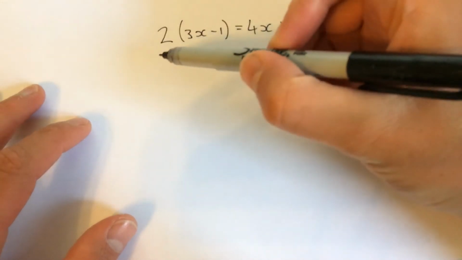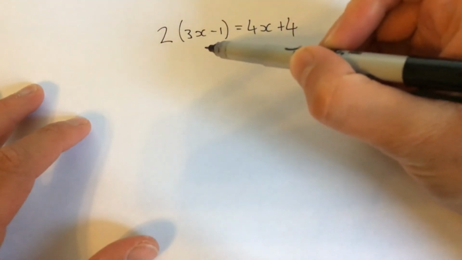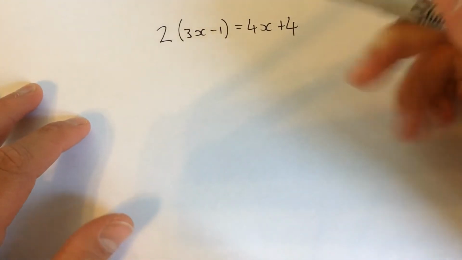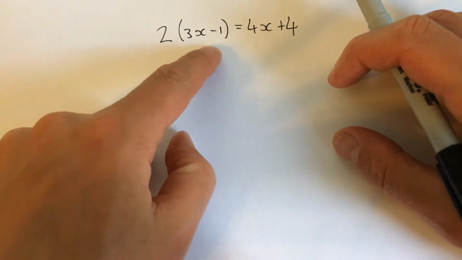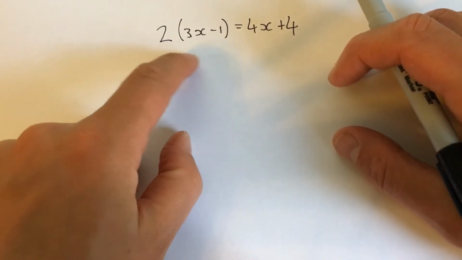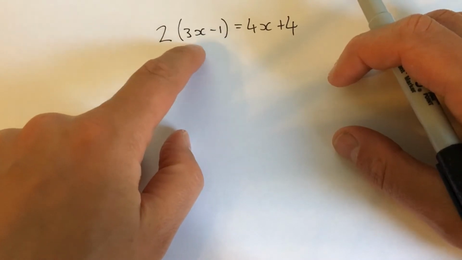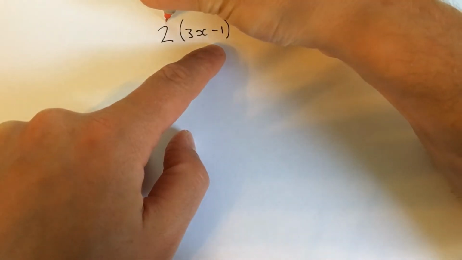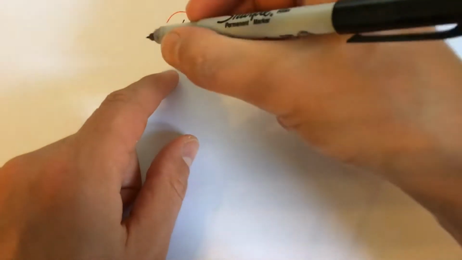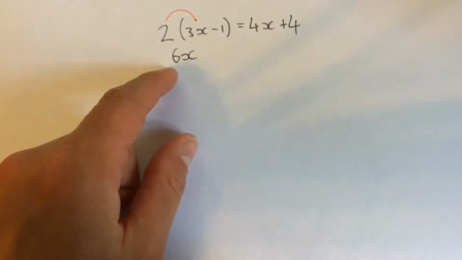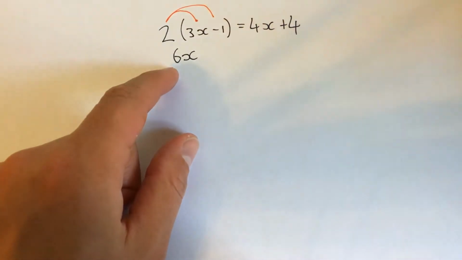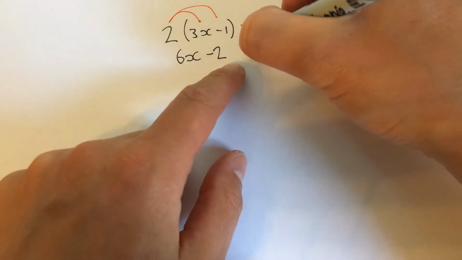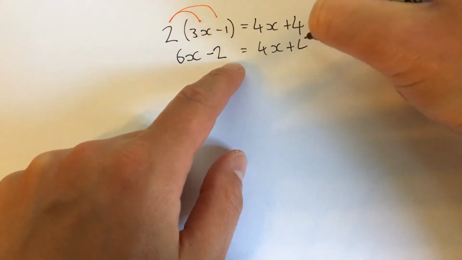In this equation, on the left hand side, we have 2 lots of 3x minus 1 equals 4 lots of x plus 4. The first thing I'm going to do is expand the brackets on the left hand side. So we have 2 lots of 3x minus 1. Now we've done this in a previous video. That's 2 lots of 3x equals 6x, and 2 lots of minus 1 equals minus 2. And the right hand side equals 4x plus 4.